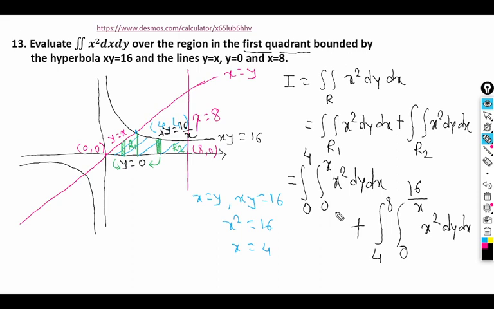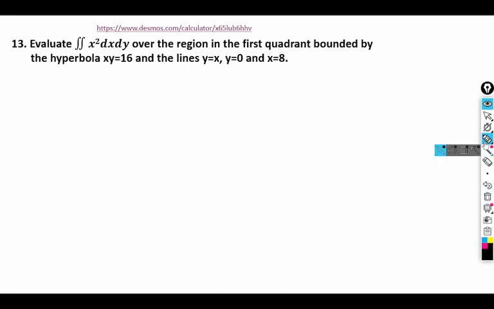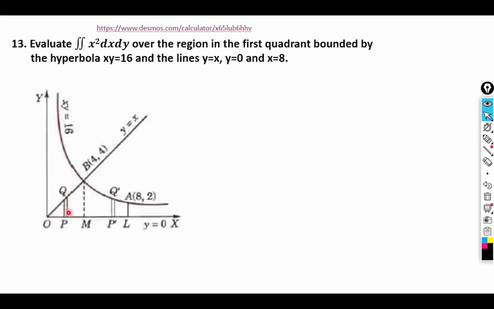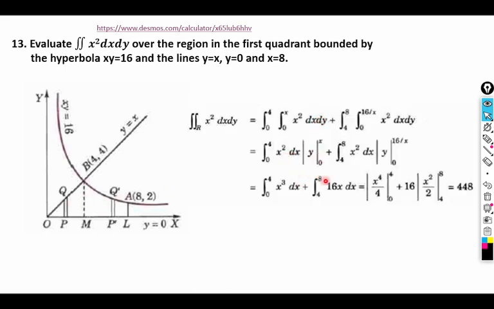You can easily do that. And I will show you the calculation and the final answer. You'll observe this is the first limit. Here PQ is one strip and P dash Q dash is another strip is taken. This is the region R1, this is the region R2. And when you do the integration, you'll observe the answer will come 448.